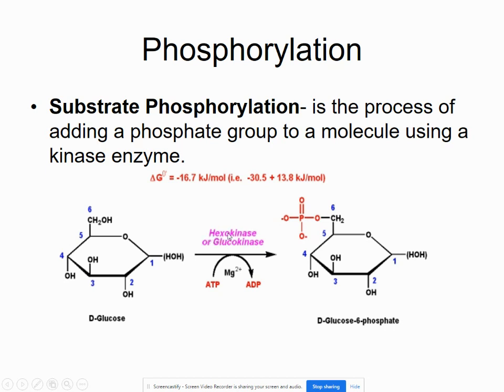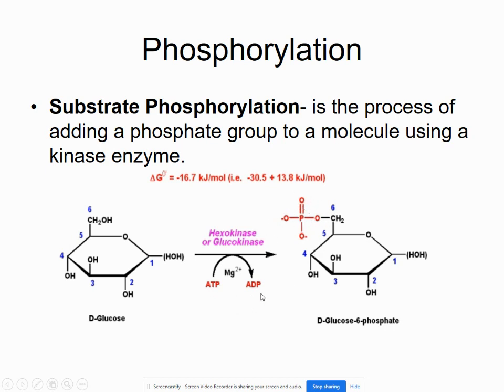So in this case, two names this is given. I always call it a hexokinase because it's a 6-carbon sugar, but you could call it a glucokinase because it's working on glucose. And what happens to this is an ATP comes in, phosphate is popped off the ATP to make ADP, and then that enzyme attaches the phosphate here. So this would be a type of substrate phosphorylation.